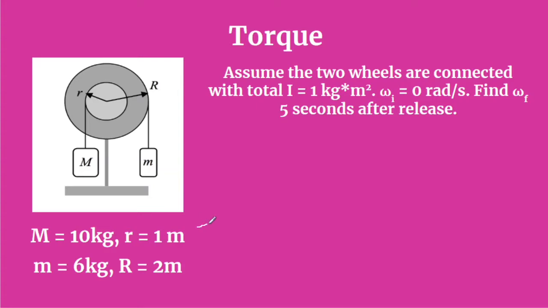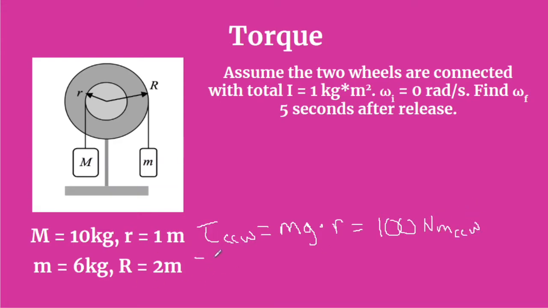If we start with the larger mass, then we want torque counterclockwise equals the force that this mass is creating, which would be the weight force of the larger mass. So mass times gravitational constant times the radius, which is r, and this is equal to 10 times, I'm going to approximate g to 10 meters per second squared, so we're going to get 100 Newton meters counterclockwise.